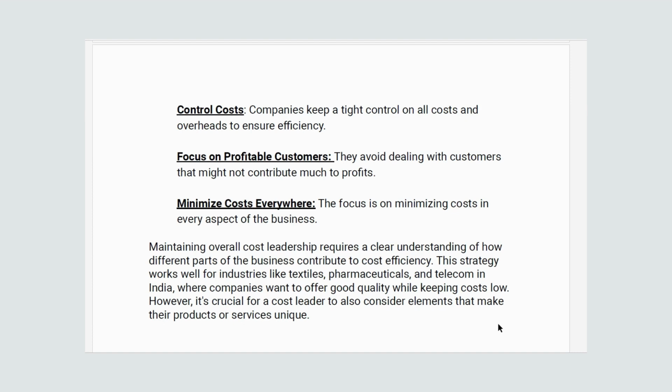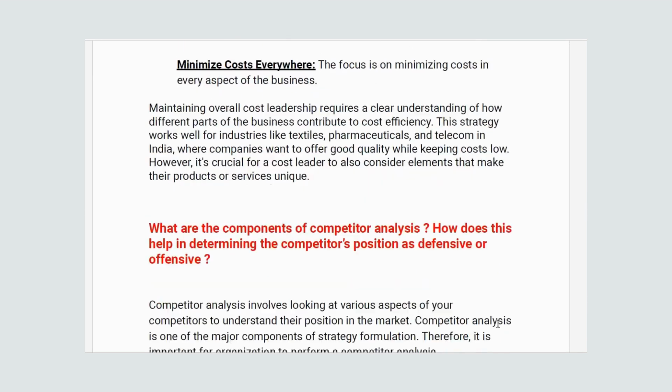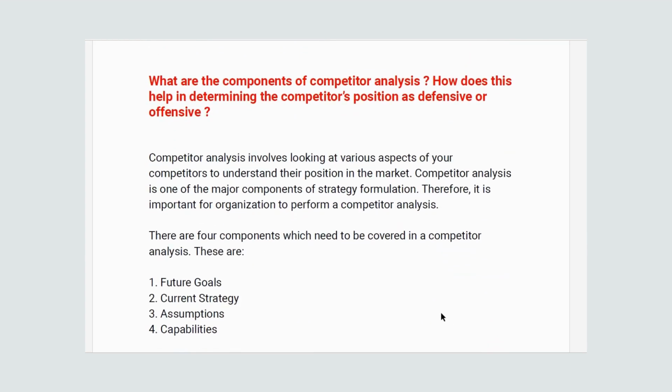Okay, so this strategy really worked very well in industries like textiles, pharmaceuticals and telecom in India, where companies want to offer good quality while keeping cost low. However, it is crucial for a cost leader to also consider any elements that make their products or services unique. The next question: what are the components of competitor analysis?